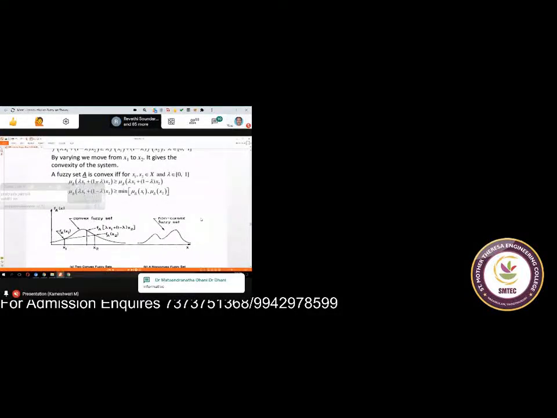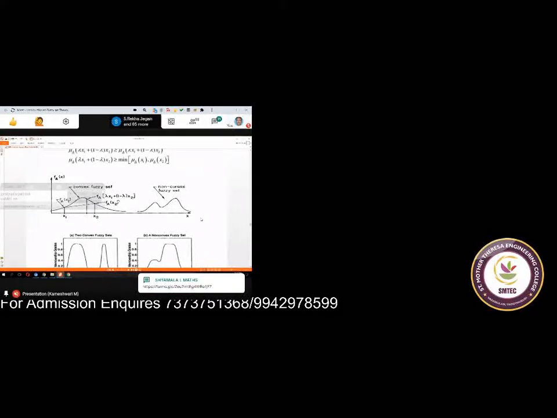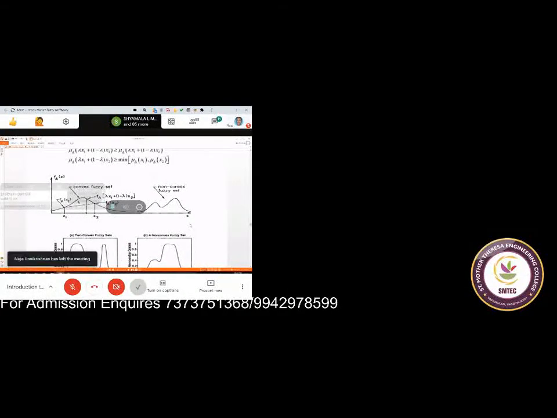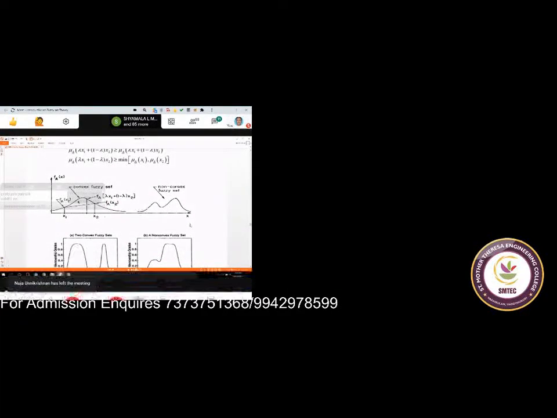A is a property defined on capital X, and the condition for satisfying convexity is given this way. Convexity means when I take two elements with respect to the property, those two elements should lie under the area. That is the condition verified through this inequality. So this is the convex fuzzy set.